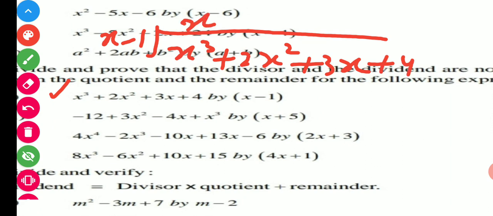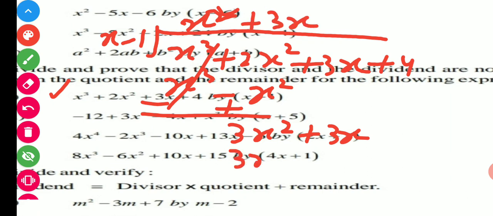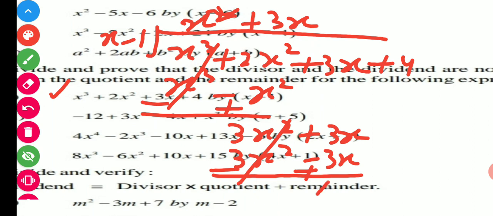So first of all, x square times. x square times x becomes x cube and minus x square. Change their sign, minus plus, it will cancel out, so it becomes 3x square. So we get 3x here. So how many times? Plus 3x times. So multiply this, 3x square and minus 3x, change their sign, minus plus, so it will cancel out, so we get 6x and plus 4.